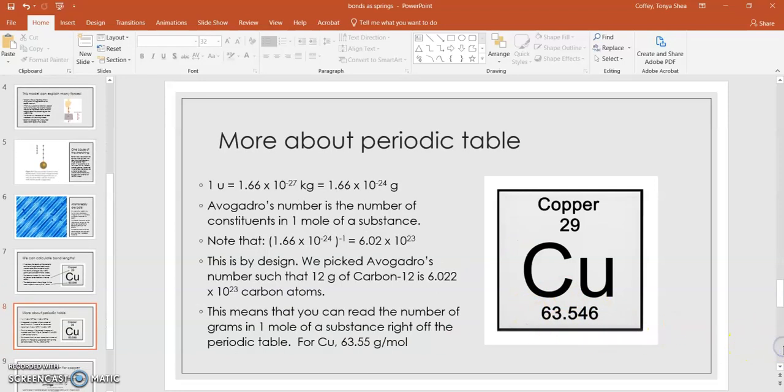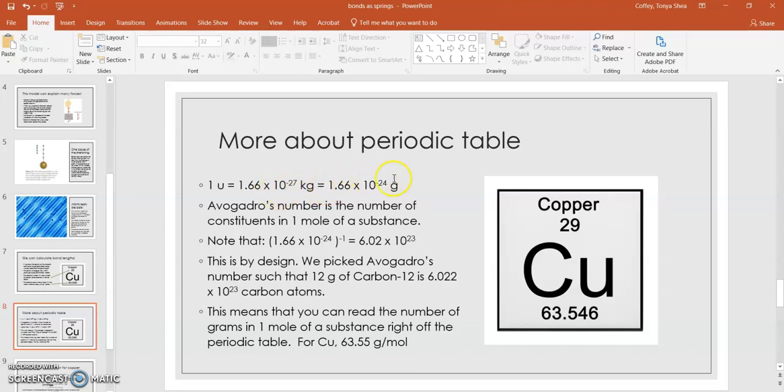Now, a little bit more information about our periodic table. One atomic mass unit is 1.66 times 10 to the minus 27 kilograms. That's the conversion. The atomic mass unit is a really handy unit for giving information about the mass of an atom, okay? But for real-life objects, of course, 10 to the minus 27 kilograms is a really tiny number.